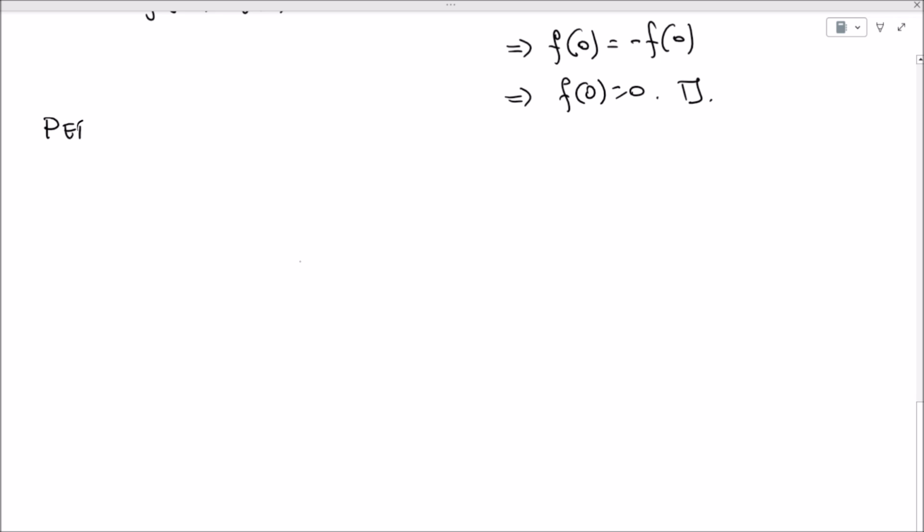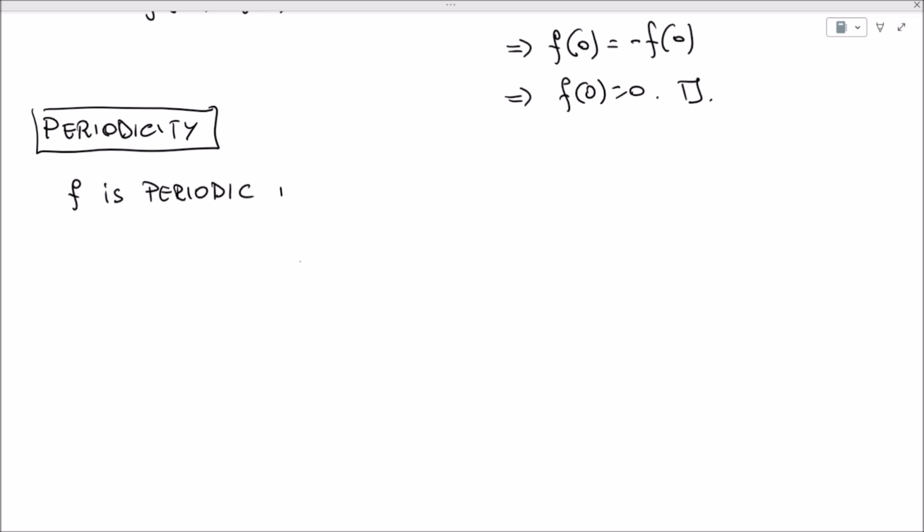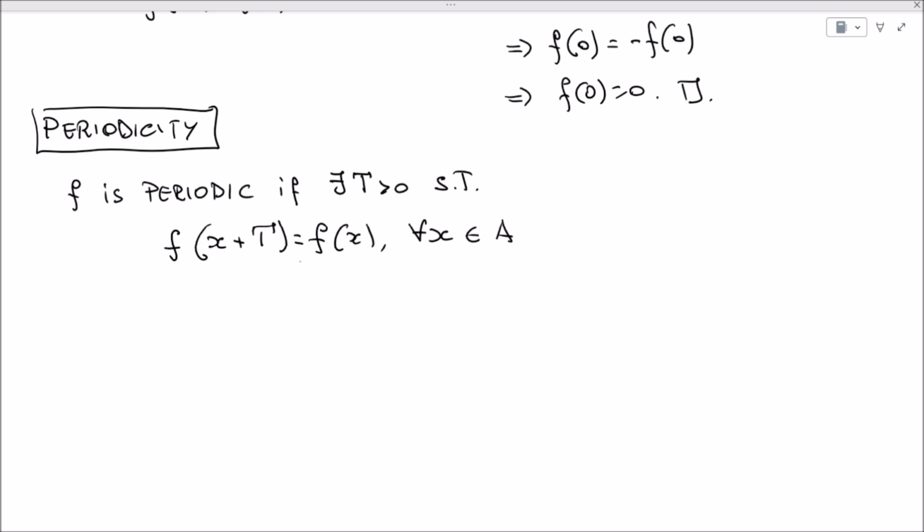Another property, periodicity of a function. We say that f is periodic if there exists at least one t larger than 0 such that f of x plus t is equal to f of x for every x that belongs to the domain of definition A. Now, every such t is called a period of f.